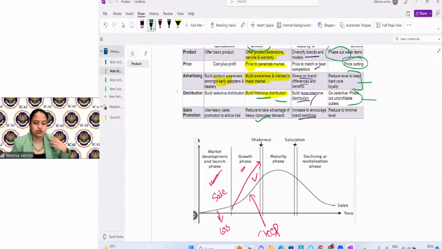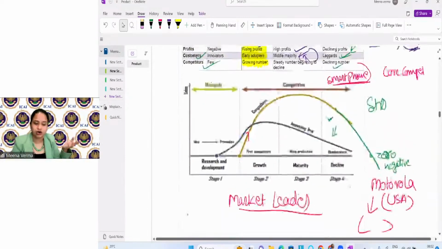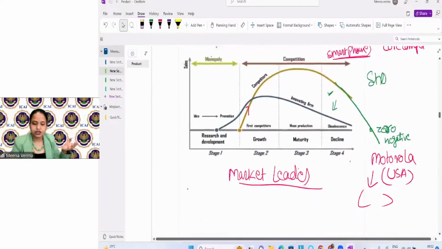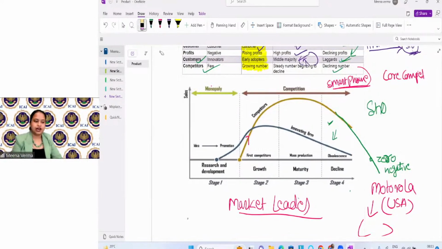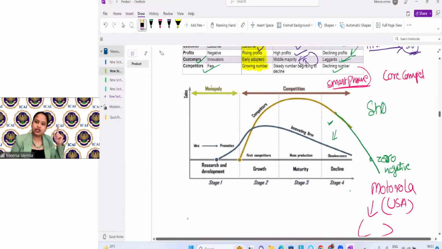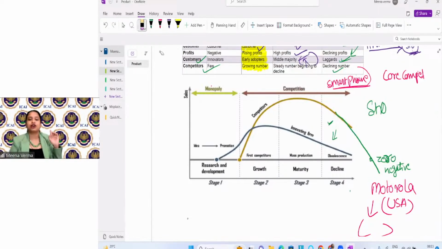The product is not at all profitable in this stage. Profit has reduced a lot, sale has reduced a lot. All right, so this was all about the product life cycle. You can see every product has a life, and the product will pass through all these stages. That means even if you have an iPhone right now, one day this iPhone will reach that stage and a new innovative product will be introduced in the market.